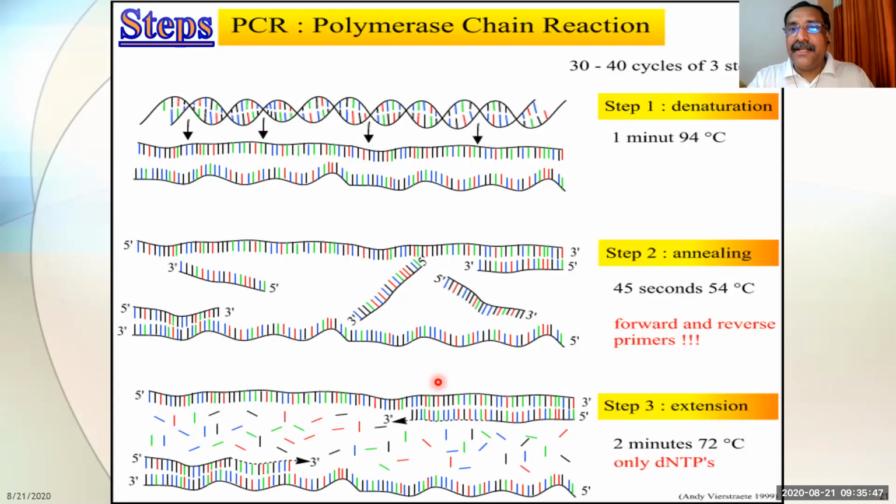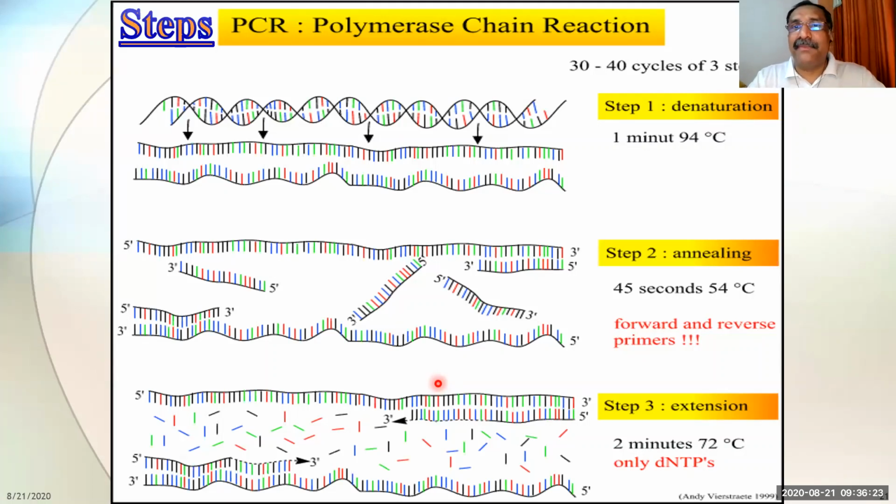Extension. Now you see, step number 2 is annealing. That means placing of the primer, or beginning of the new strand synthesis. But that normally takes place at 54 degrees Celsius. Once the primer is placed, immediately you have to increase the temperature, and that temperature, you just look over there, is around 72 degrees Celsius. So step number 3 is executed at around 72 degrees Celsius.